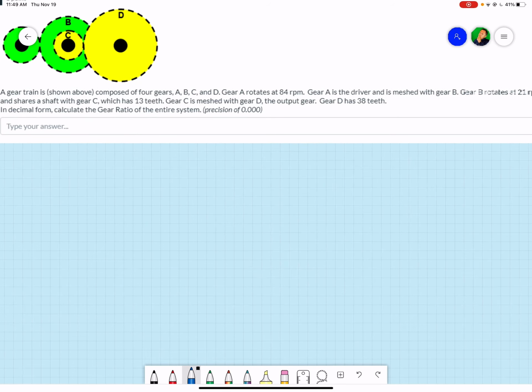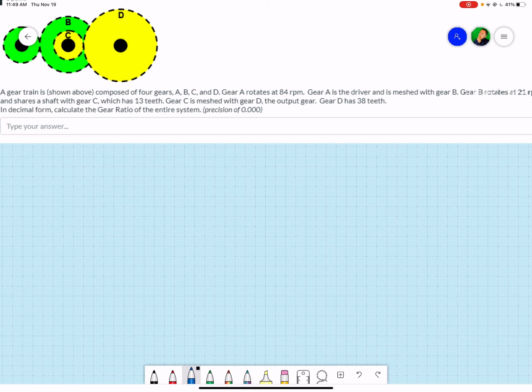Alrighty, so here we go with our compound gears, our gear train. The first thing we need to remember is that the total gear ratio of this system will be equal to the gear ratio of B to A times the gear ratio of D to C. I'm saying B to A and D to C because B is going to be our output to A, and D is going to be our output to C.